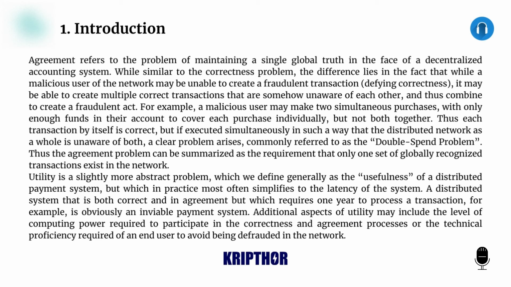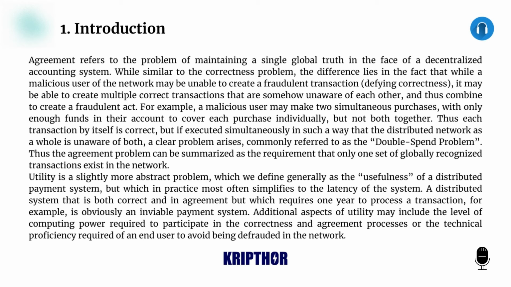While similar to the correctness problem, the difference lies in the fact that while a malicious user of the network may be unable to create a fraudulent transaction, defying correctness, it may be able to create multiple correct transactions that are somehow unaware of each other, and thus combine to create a fraudulent act. For example, a malicious user may make two simultaneous purchases, with only enough funds in their account to cover each purchase individually, but not both together.